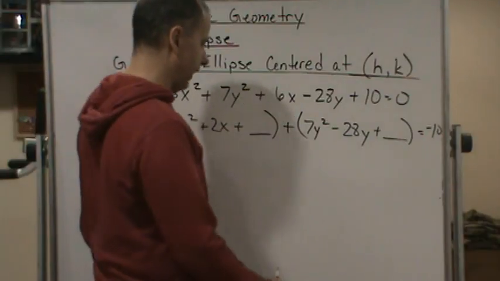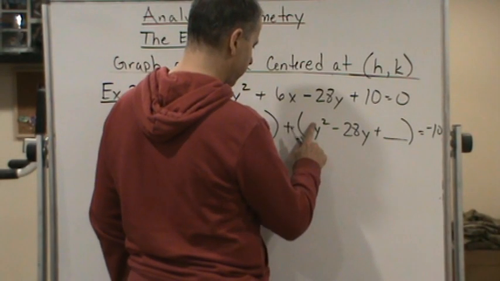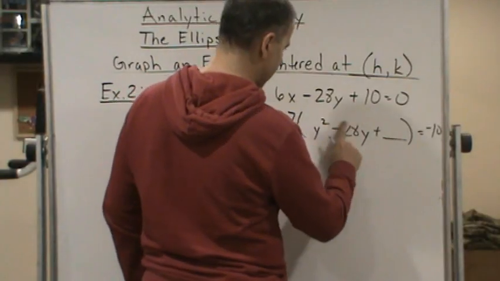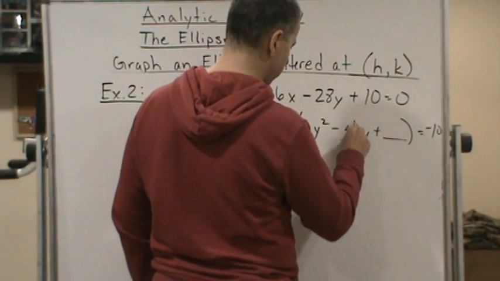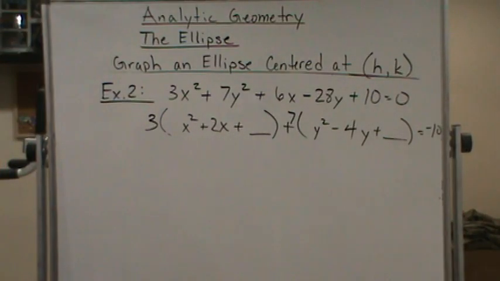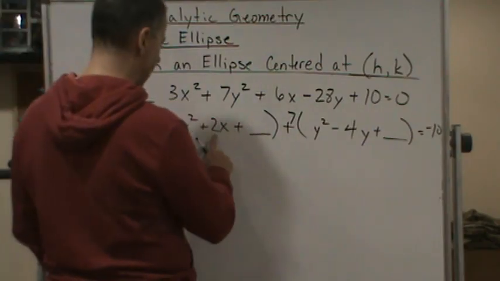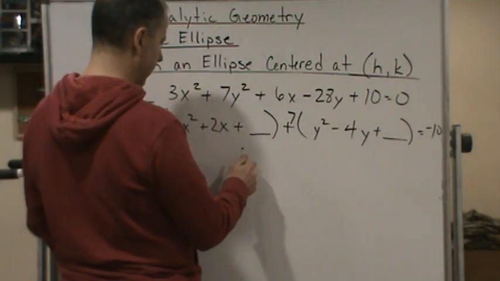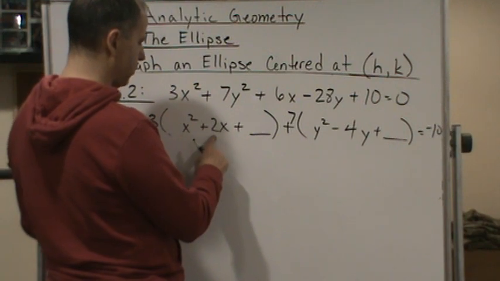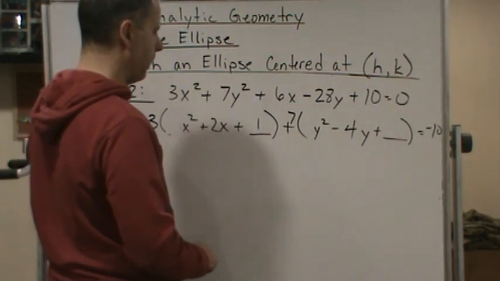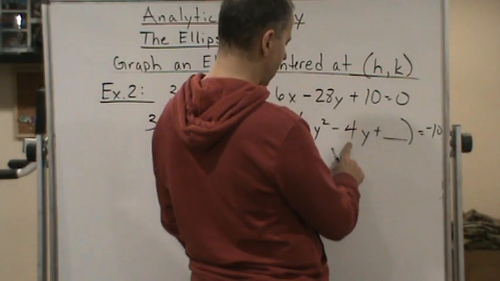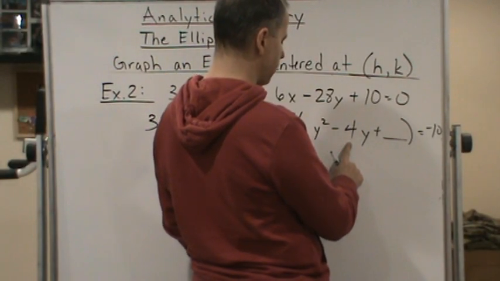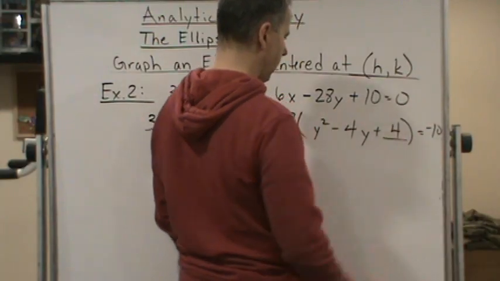Now this is what I have left over here. Here I'm going to factor out the 7, which means this is going to be 4. Okay? Now, let's complete the square. This is going to be 2. 2 divided by 2 is 1. This is going to be 1. This is going to be negative 4 divided by 2, which is negative 2. 2 squared is 4.